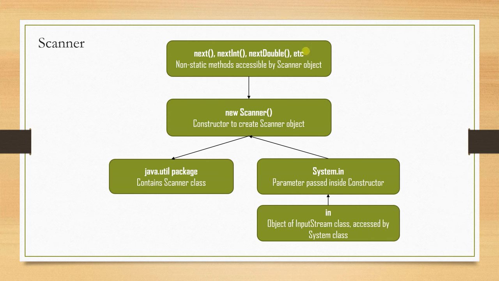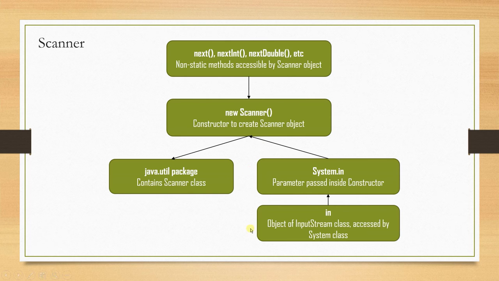These are non-static methods, and as I said in the methods tutorial, non-static methods can be accessed through an object only. So we have to create a scanner object. As of now, we haven't studied constructors, but just remember this syntax to create an object: new and then the class name. I'll be discussing constructors and their different types in further videos. So the next methods can be accessed from the scanner object that is created by the constructor.